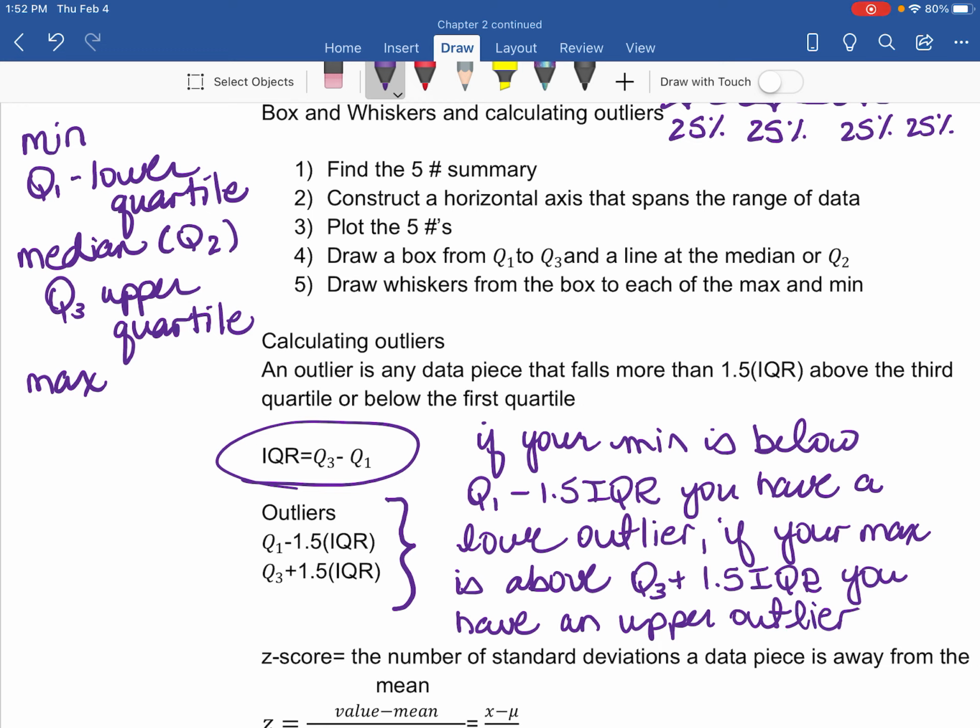So when we actually get into the problems that we're going to do, you'll see me go through the process of finding these numbers on the calculator. If you wanted to do them by hand, the same way that you calculated the median by finding the middle of the whole data set, Q1 would be the middle between the min and the median, and Q3 would be the middle between the median and the max.